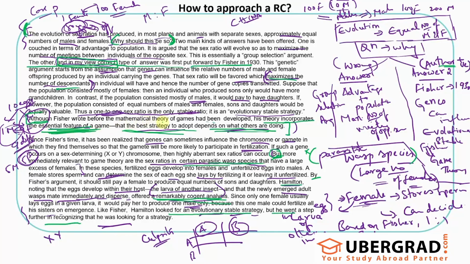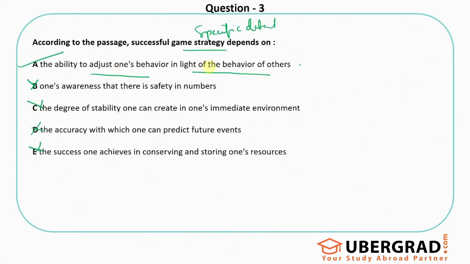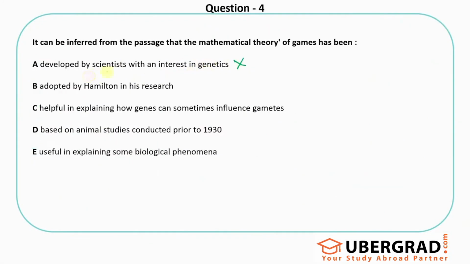The essential feature, that the best strategy to adopt depends on what others are doing, is common with the theory of games and what Fisher has written in his entire theory. But that doesn't mean that Fisher has built this strategy, or that it was developed by scientists with an interest in genetics. I don't have any other clue in the passage which says that scientists with an interest in genetics have developed the theory of games. So this is absolutely something I cannot comment on.